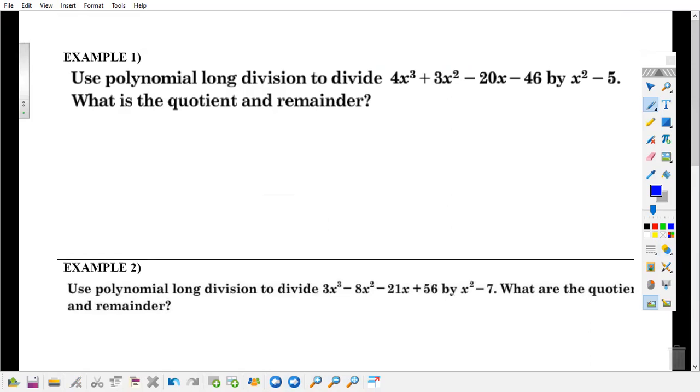All right, so the first thing we're going to do here is identify our dividend, and our dividend is 4x cubed plus 3x squared minus 20x minus 46. That is what's going inside of our house, right? So we have 4x cubed plus 3x squared minus 20x minus 46, and it's inside the house. Boom. Our divisor is x squared minus 5.